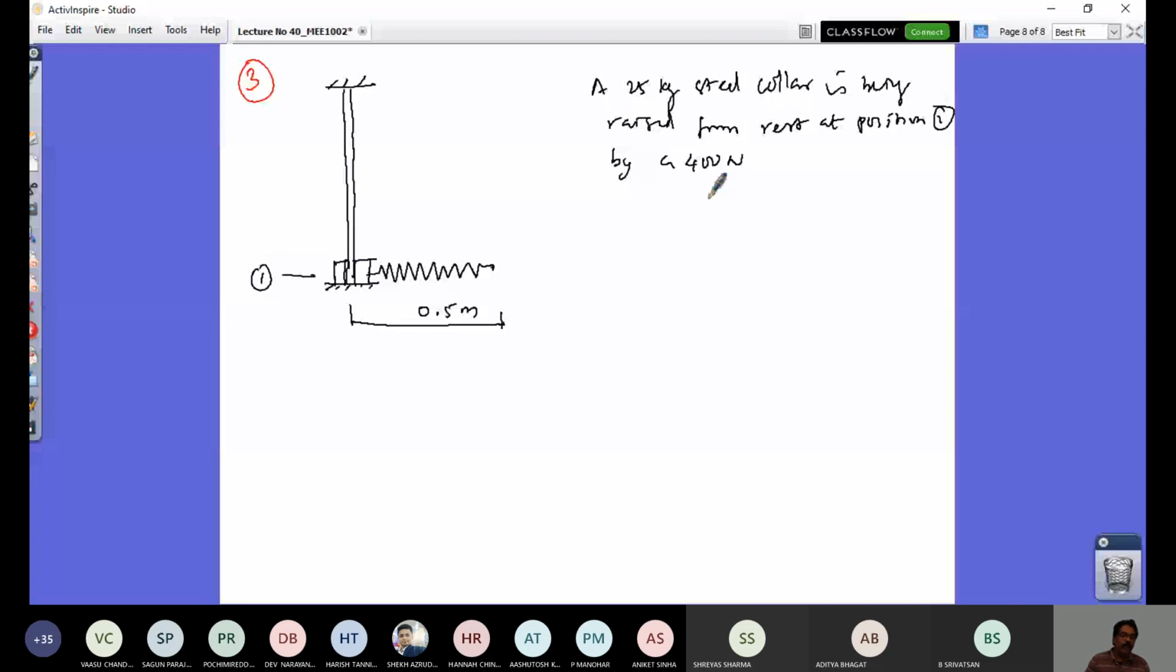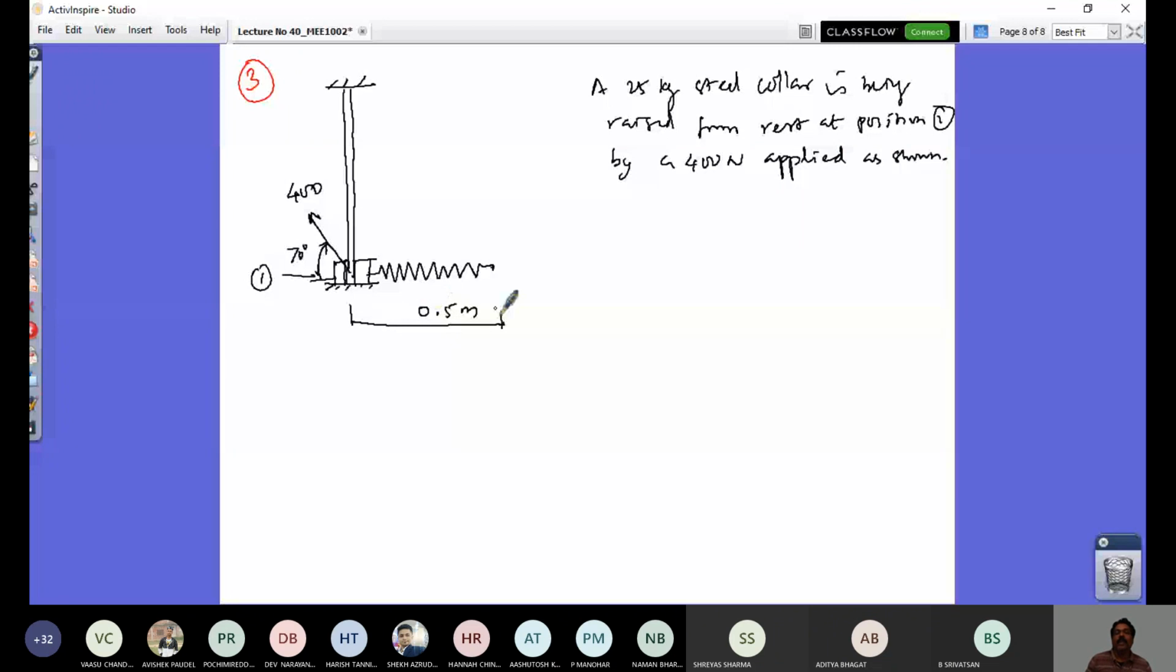So where is this 400 Newton force? That 400 Newton force is applied onto the collar, inclined 70 degrees to horizontal. 70 degrees to horizontal. The 400 Newton force is applied as shown. The collar is guided on a smooth rod and a spring whose free length is 0.3 meter.